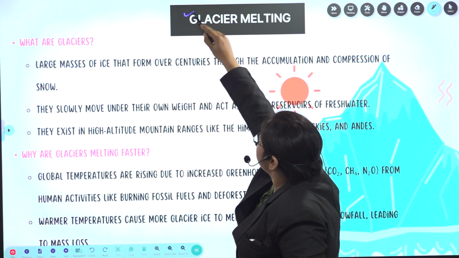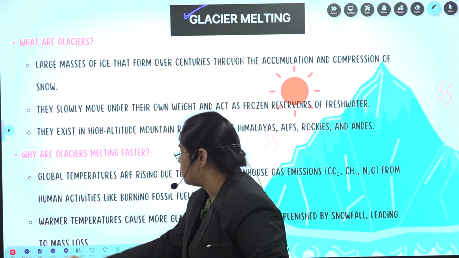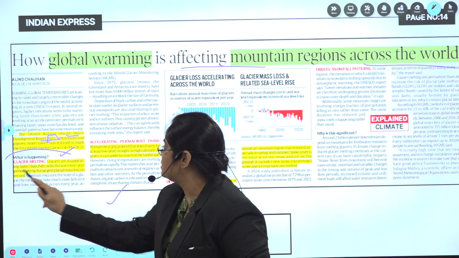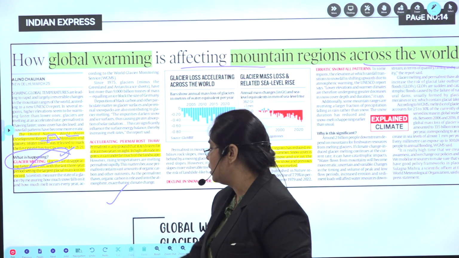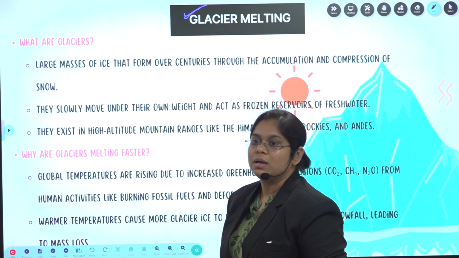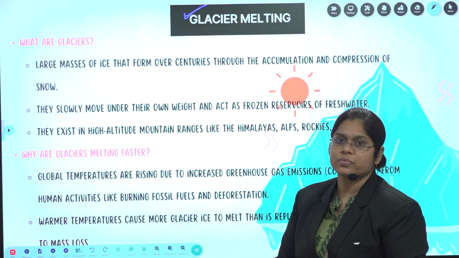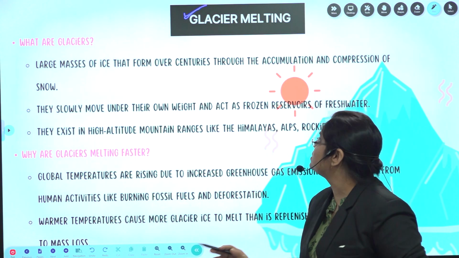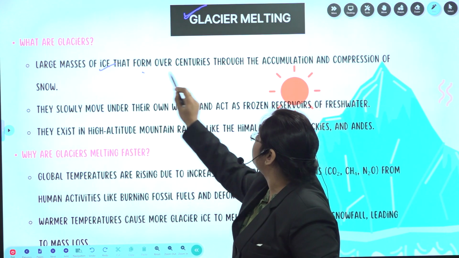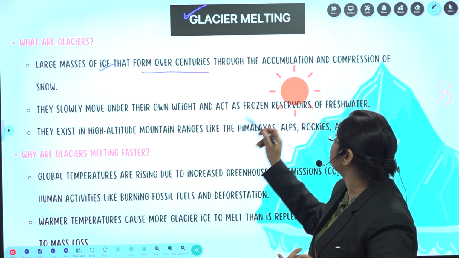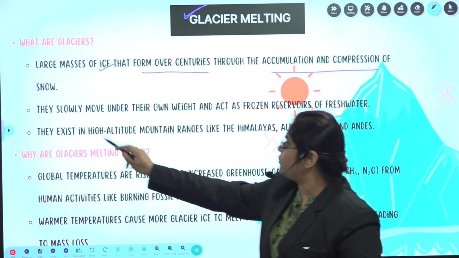Now, it is talking about glacier melting. First, what are glaciers? It is telling what is happening in the glaciers. Glaciers are melting. Why? Let's see why, but let's first know what glaciers are. Simply, large masses of ice, right? Large masses of ice that formed over the centuries through the accumulation and compression of snow.